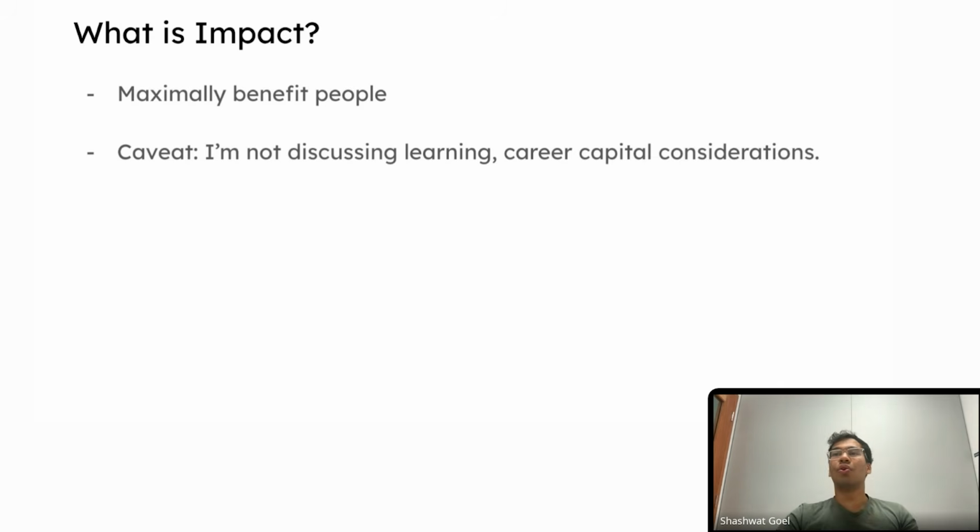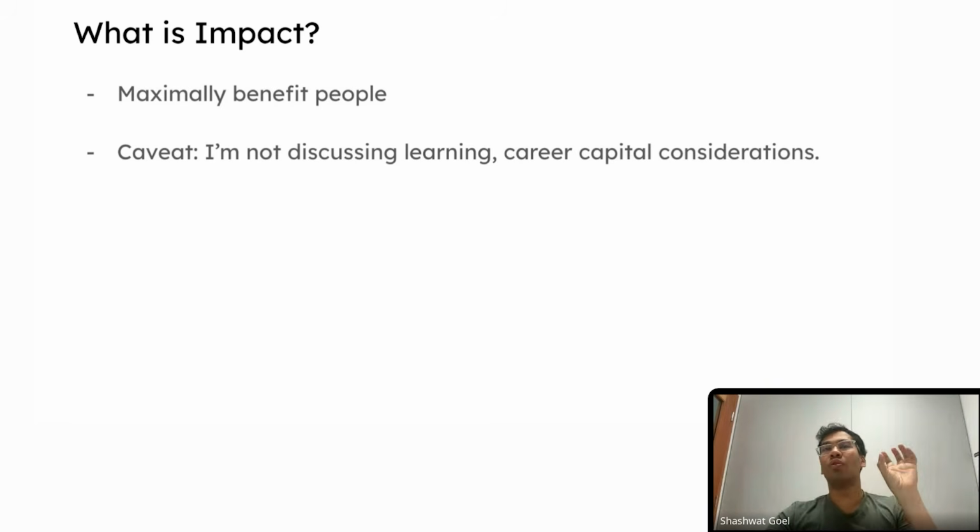So one thing to note here is that when I say that impact is maximally benefiting people, I'm not discussing the learning outcomes. For example, you could do a research project just so that you reduce your personal uncertainty and learn a few important skills, or you try to build career capital, which is putting out papers and showing the world that you're good at doing AI research or whatever. This I won't discuss too much right now. We can take it towards the end of the talk as well.